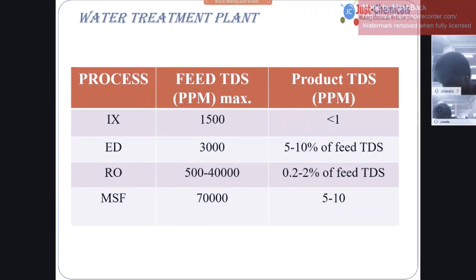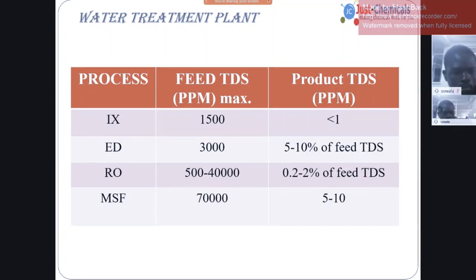Below 500 TDS, reverse osmosis is not actually feasible. So you need to go above 500 TDS for installing a reverse osmosis plant, and 40,000 is what seawater has, 40,000 TDS. So you can get 0.2 to 2% of the feed TDS in the output. And then finally we have multi-stage flash evaporators, where you can feed 70,000 ppm of TDS, and the product TDS would be 5 to 10%.